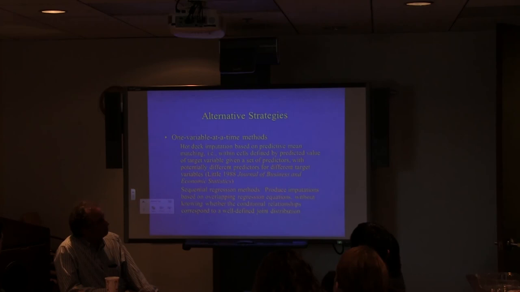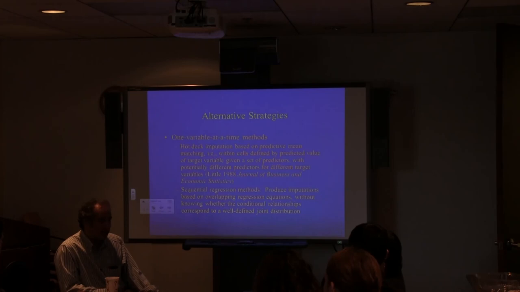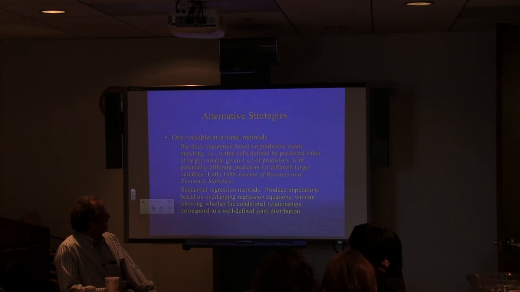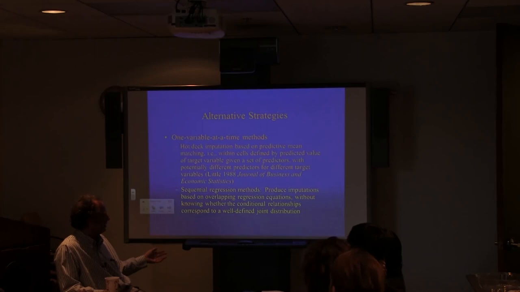So you could impute x1 using a linear regression on x2 and x3. You could impute x2 using a logistic regression on x1 and x3, and then you could impute x3 based on a Poisson regression or negative binomial regression on x1 and x2. And that method tends to work pretty well in practice, as far as we can tell.